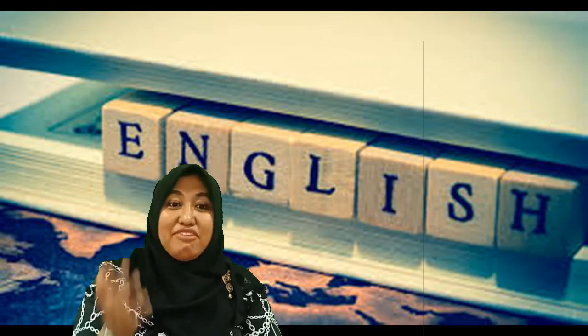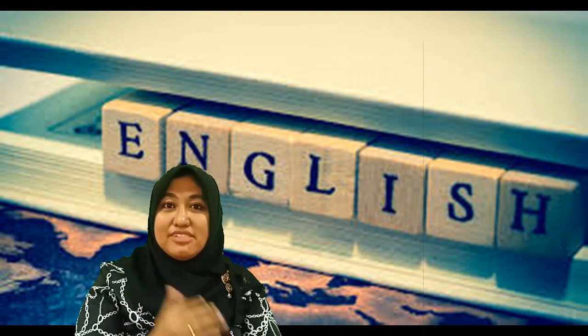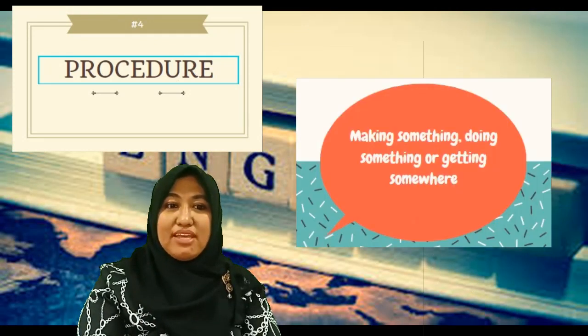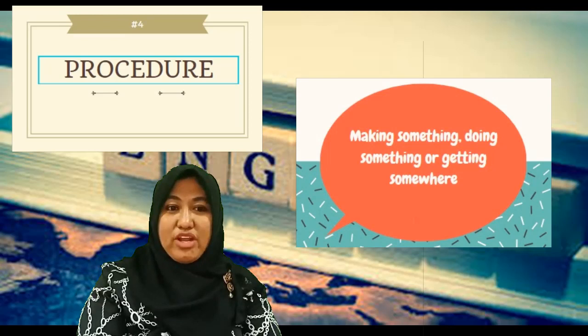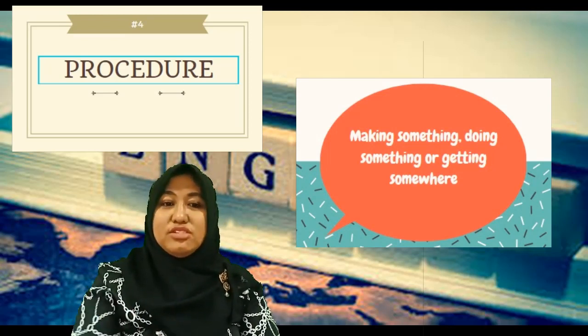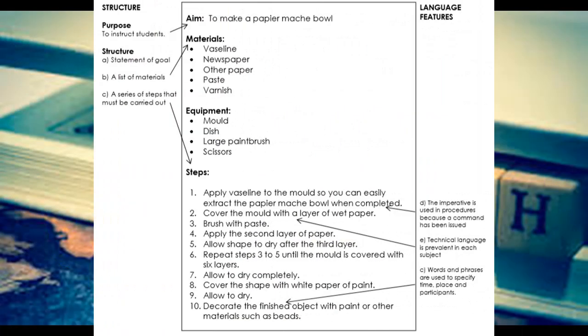And finally, the fifth example is procedure. This text is to provide instruction for making something, doing something, or getting somewhere. Recipes, directions, instruction manuals use this format. Procedure begins with an introductory statement giving the aim or goal. This may include the title of the text. Second is the materials needed for completing the procedure. This may be a list, this may be a paragraph.